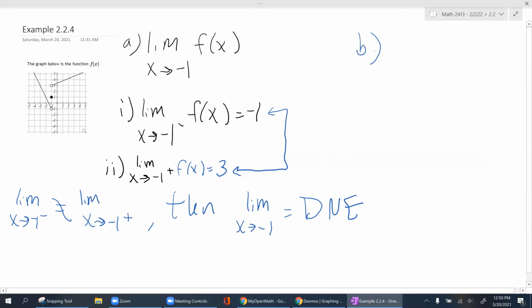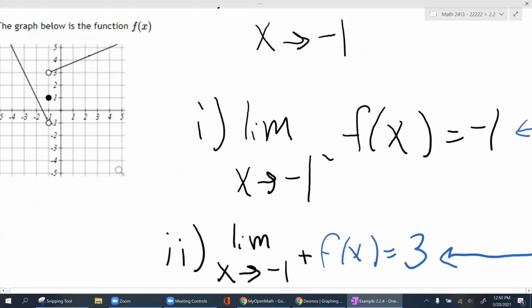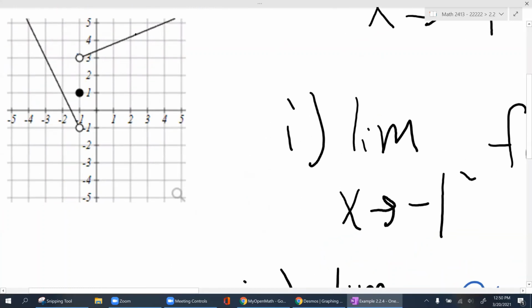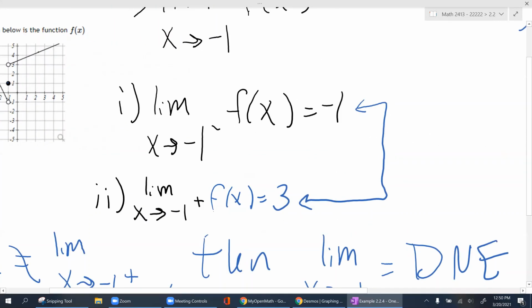For B, I'm going to ask you then to find what is y whenever x is -1. In other words, you're looking for a solid answer. It cannot be an open circle. So it cannot be this, because that's an open circle. It cannot be the one on the bottom. That's an open circle. It has to be this one in the middle. Whenever x is exactly -1, what is y? It's 1.